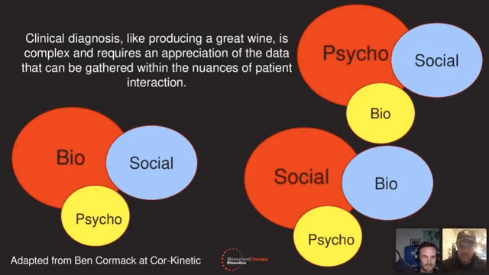So this is adapted from Ben Cormack, and probably many other people have used it as well. But you can have elements of different areas of a patient's life which are affecting how they're coming into clinic. And then the clinical testing, if it's not valid, if it's not reliable, if it lacks specificity, sensitivity, then we're missing a lot of the problems. Yeah, and we're not focusing on the right areas.